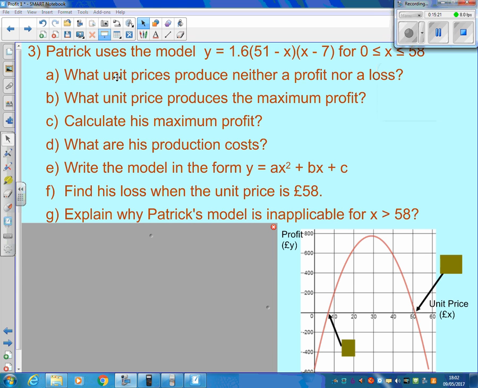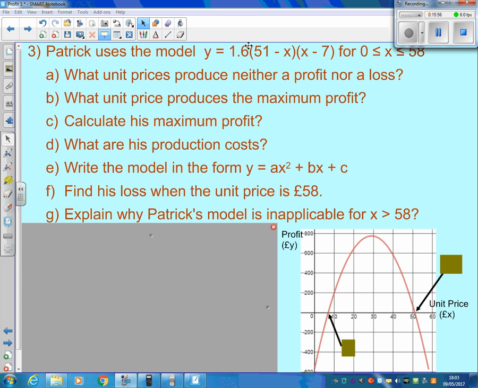Right. What unit price produces neither a profit nor a loss? In other words, I want these two values here. That's for two break-even points, okay? Now, if we want that, we want the y to be 0. Along the x-axis, y is 0. Now, there's an interesting thing here if you're multiplying numbers. If you multiply some numbers and you end up with 0, one of the numbers must be 0. Okay, so one of these things is 0.